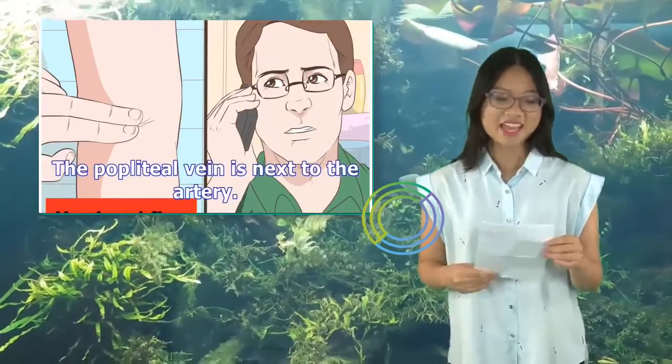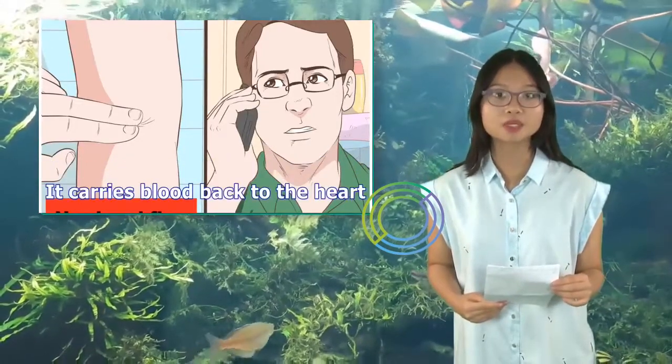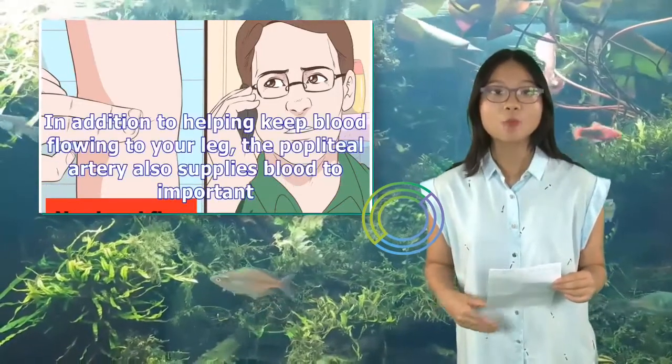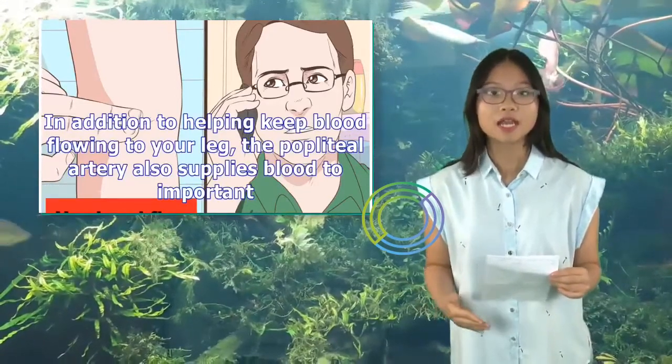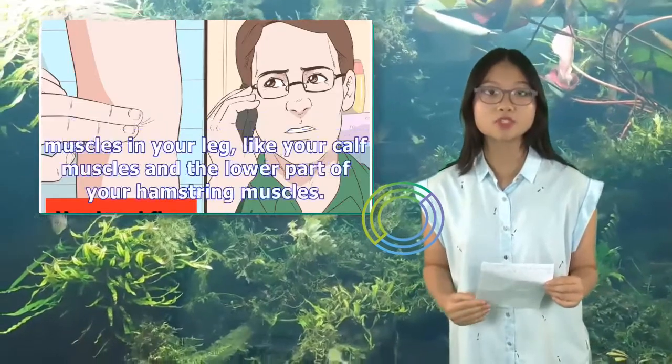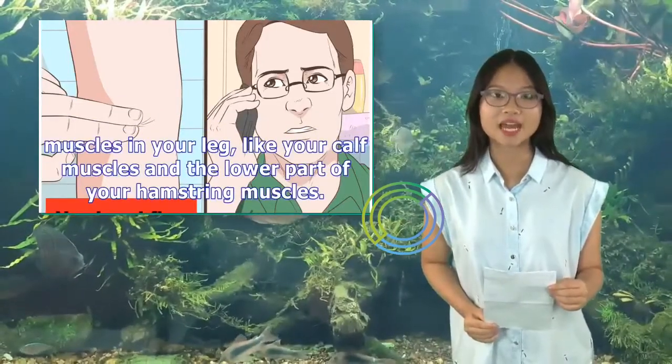The popliteal vein is next to the artery. It carries blood back to the heart. In addition to helping keep blood flowing to your leg, the popliteal artery also supplies blood to important muscles in your leg, like your calf muscles and the lower part of your hamstring muscles.